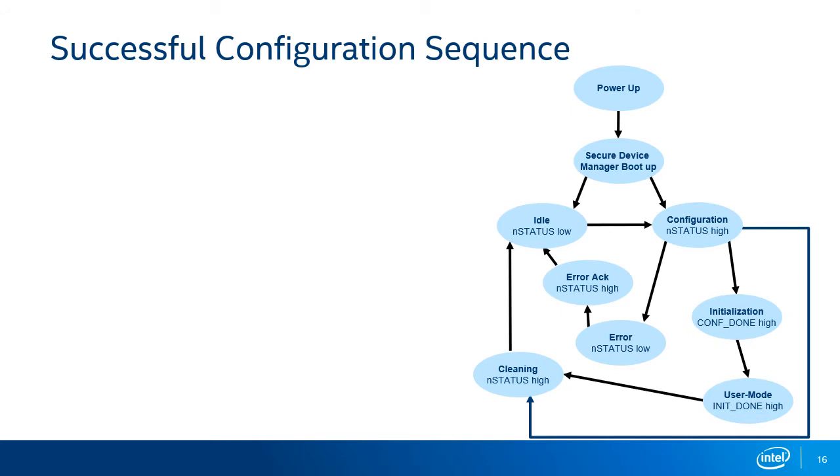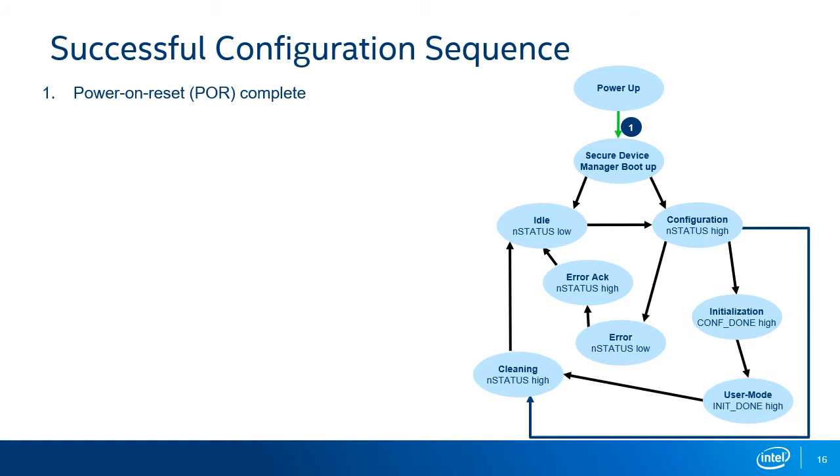As you can see in the diagram, the Agilex device is first powered up in the proper sequence. Subsequently, when the last power rail reaches operating voltage, a device-wide power-on reset is initiated. After the device exits power-on reset, it enters the Secure Device Manager boot-up state. In this state, the device runs the boot ROM code to set up the SDM. During SDM boot-up, the device samples the MSEL pins to determine the configuration scheme. Bitstream authentication also occurs in this state.